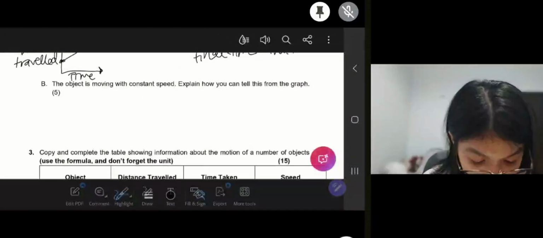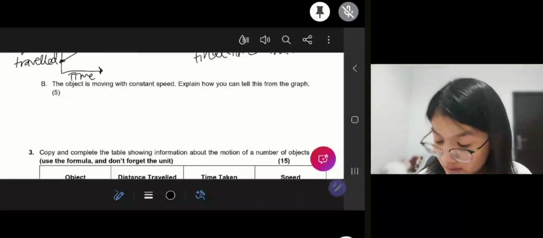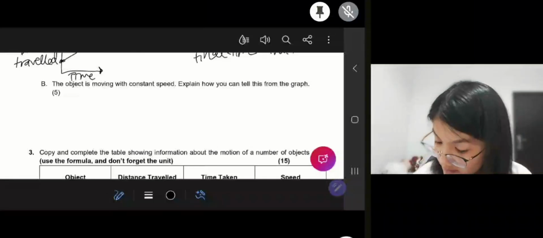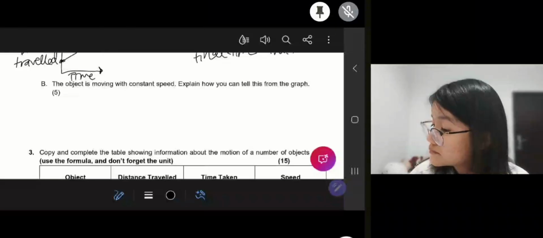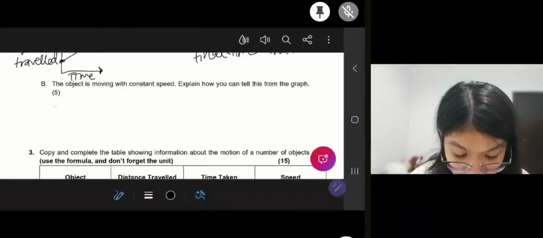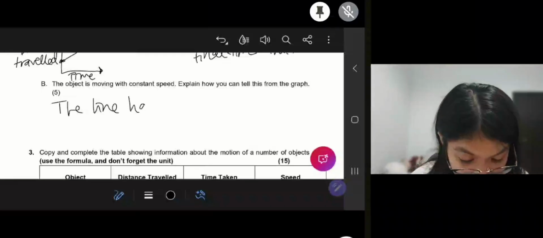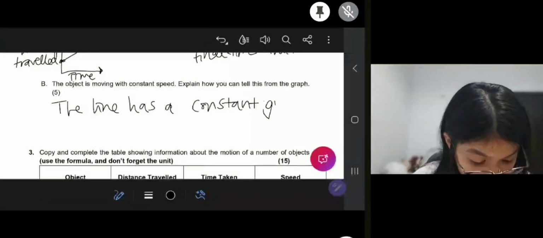The object is moving with constant speed. Explain how you can tell from this graph. We can tell the object is moving at a constant speed from this graph because the line has a constant gradient.